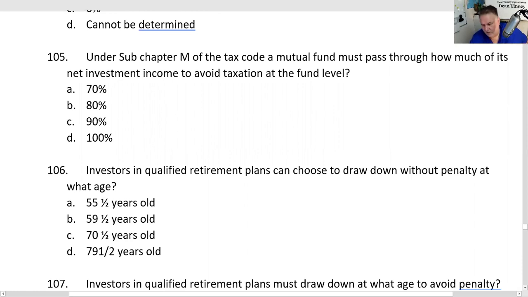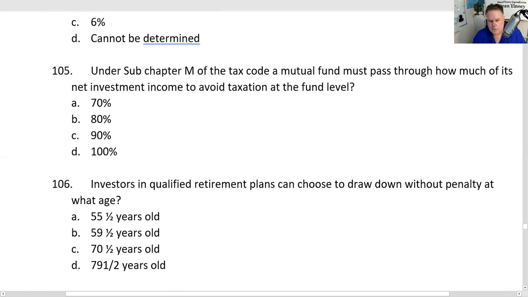The IRS has been kind enough to say that as long as they pass through 90% of the net investment income, they'll wait and get it from the mutual fund shareholder.